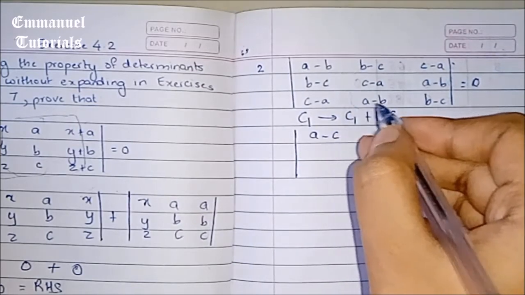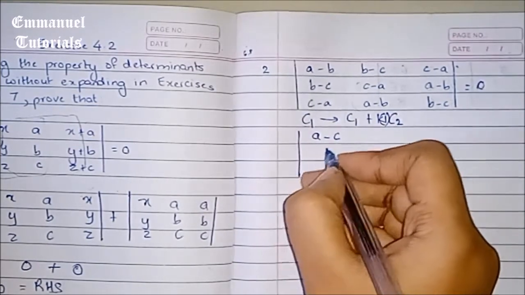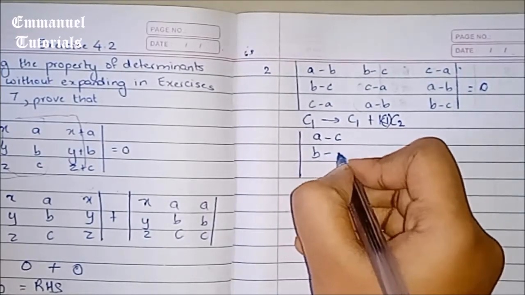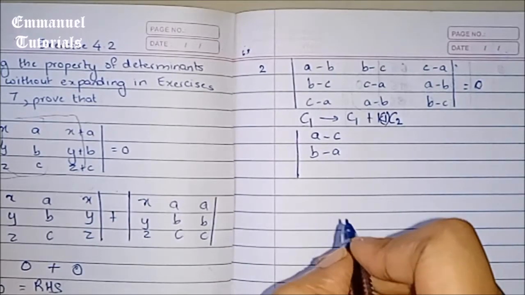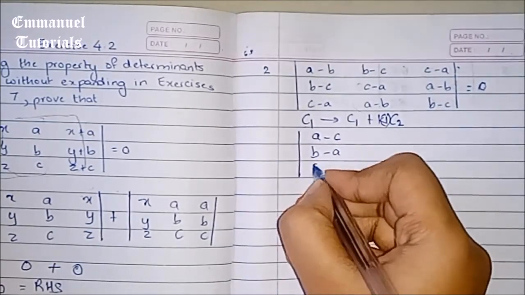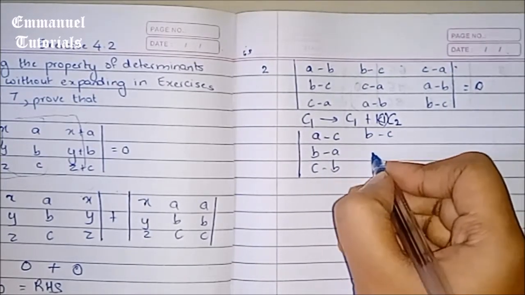Also, B minus C plus C minus A is going to be B minus A, because minus C plus C is going to get cancelled. C minus A plus A minus B is going to be C minus B. Now the rest of the elements we can write as it is.